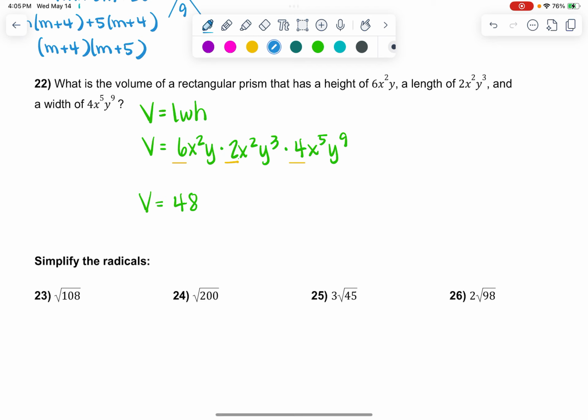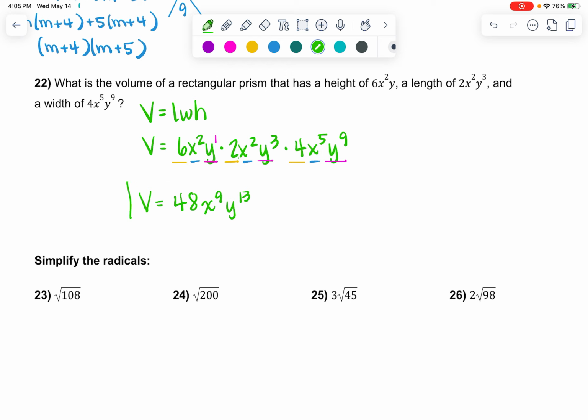Then we want to get all of our x's together. So we've got x squared, x to the 5th. Remember, when we multiply, we add the exponents. So it looks like that's going to give us a total of 9 x's. Right, and then we have 1y, don't forget his little power is 1, and then 3 more y's and 9 y's, right? So that's what, 13 y's? And that is our volume expression, right? Just multiplying the length, width, and height.